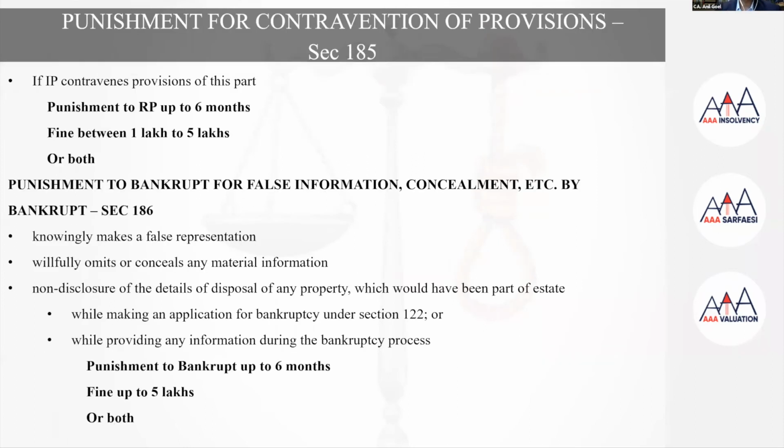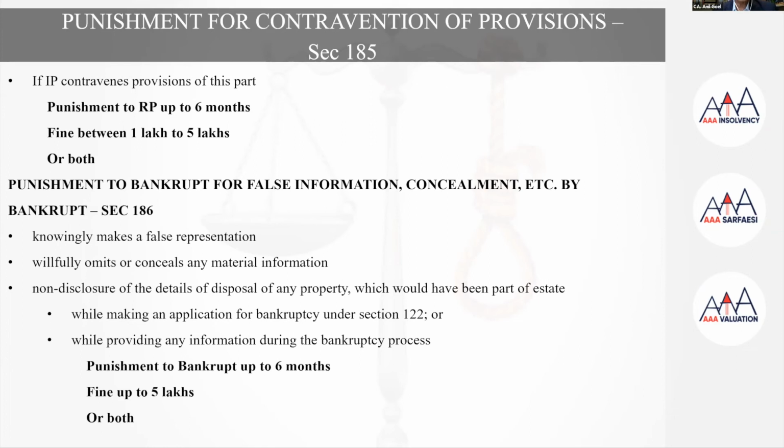If the IP contravenes provisions of this part, this is very important, even for insolvency professionals, there is a possibility of 6 months imprisonment or fine or both. Punishment to bankrupt for false information or concealment, section 186. This is very important.